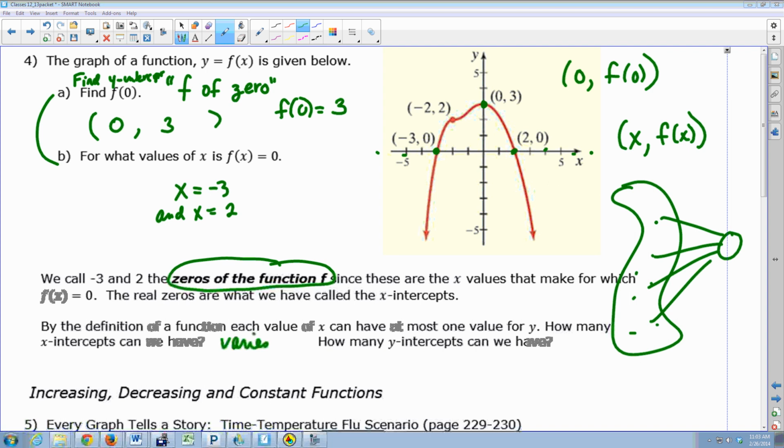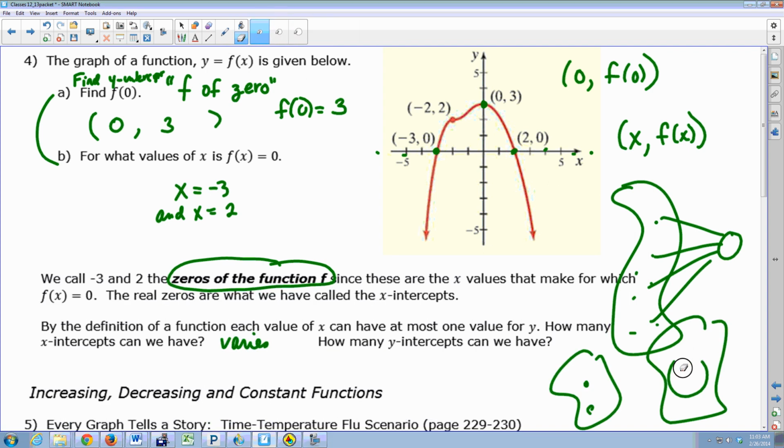But how many y-intercepts can you have? Remember, here's your y-intercept, here's your value 0. How many points here can go to that 0? Sorry, I got it backwards. Here, your y-intercept, you have 0 right here in your domain. How many places can that go to be a function? One and only one. You can only have one y-intercept because look at where your y-intercept falls.